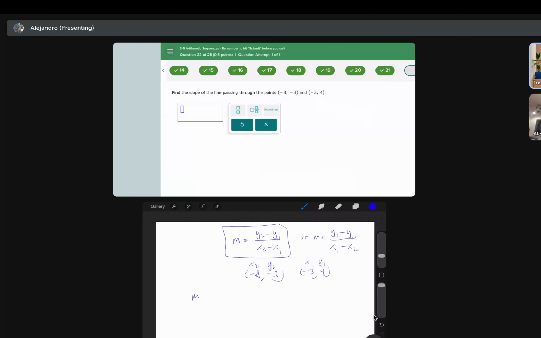Now, then use the formula, which is m. You don't have to write the m in there, just the fraction, and simplify or reduce it if you can.